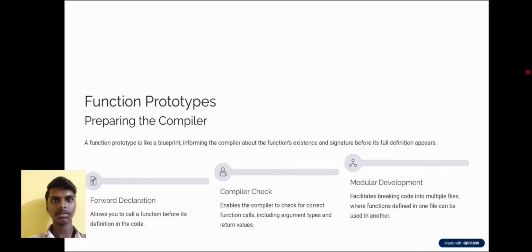Function prototypes. A function prototype is like a blueprint informing the compiler about the function's existence and its signature before its full definition appears. Forward declaration allows you to call a function before its definition in the code. Compiler check enables the compiler to check for correct function calls, including argument types and return values. Modular development facilitates breaking code into multiple files where functions defined in one file can be used in another file.